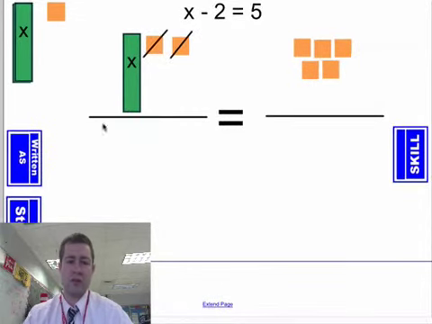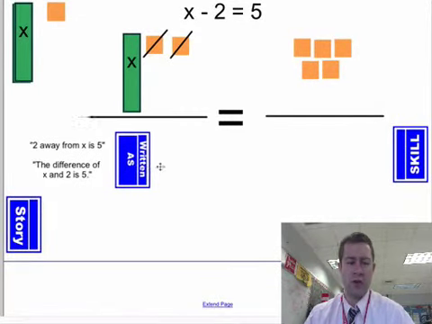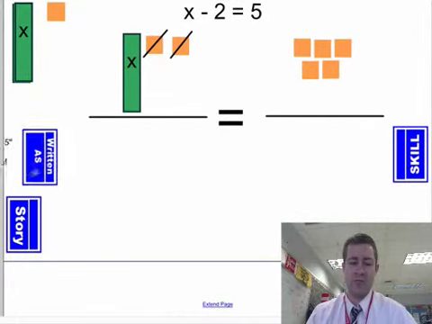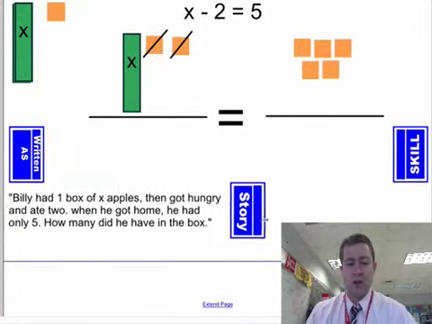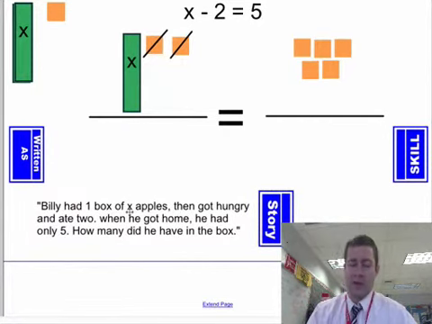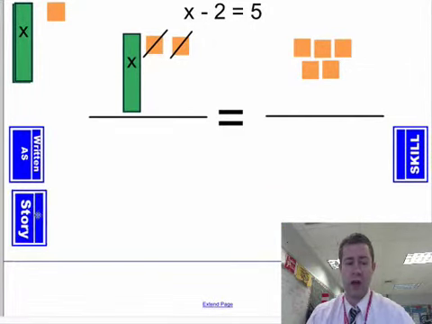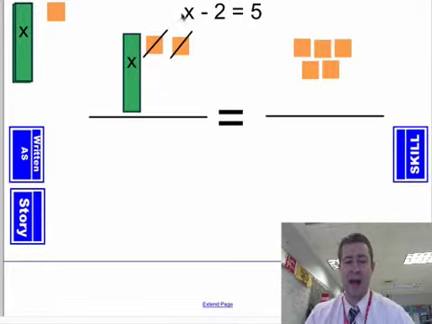Let's take a look at another example. Here we have 2 away from x is 5, or the difference of that is 5. So, Billy had 1 box of apples. Then he got hungry. Billy. He ate 2 apples out of the box. When he got home, he had only 5. How many did he have in the box to begin with? So, we need to look at what's happening to x.